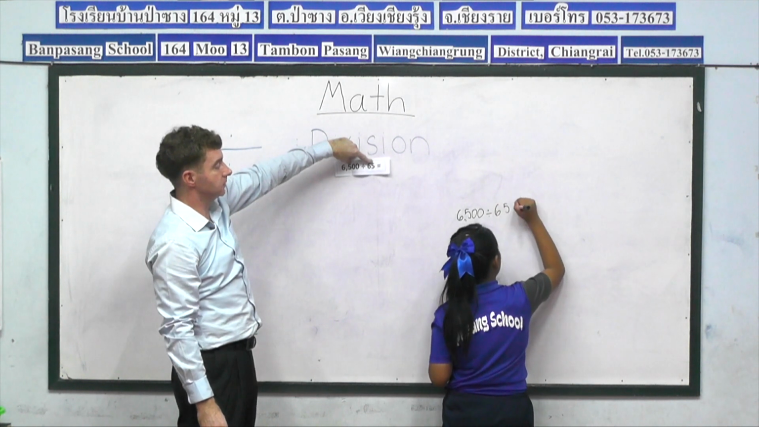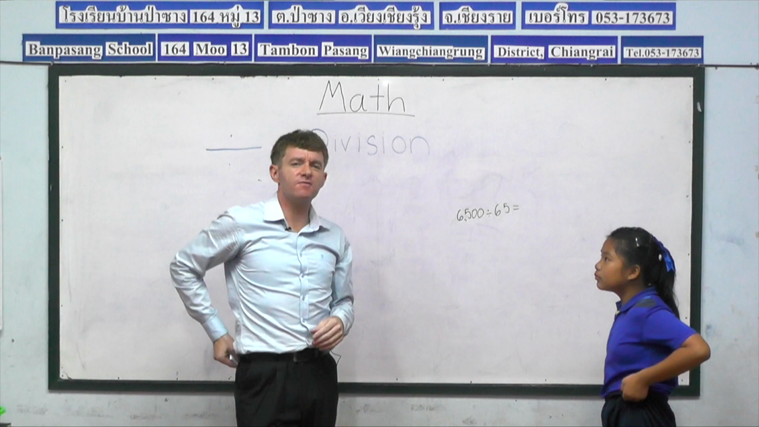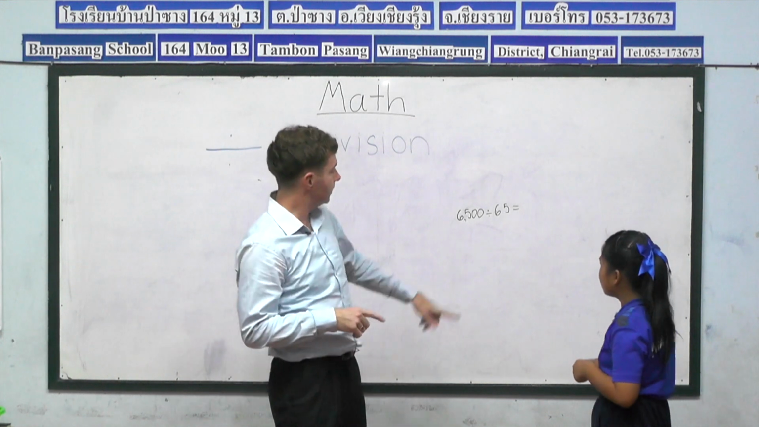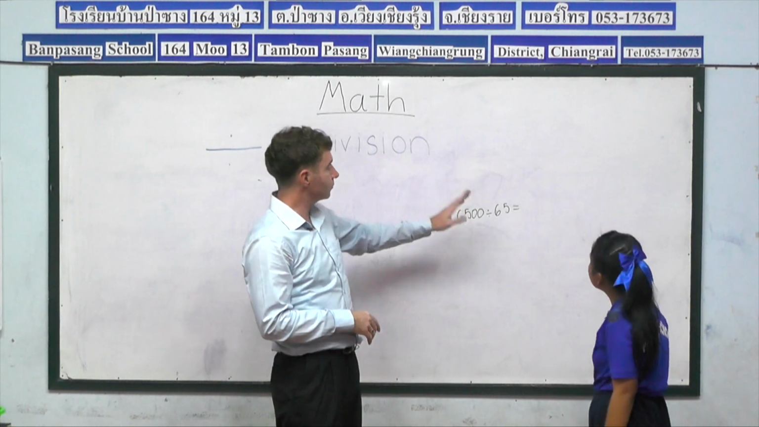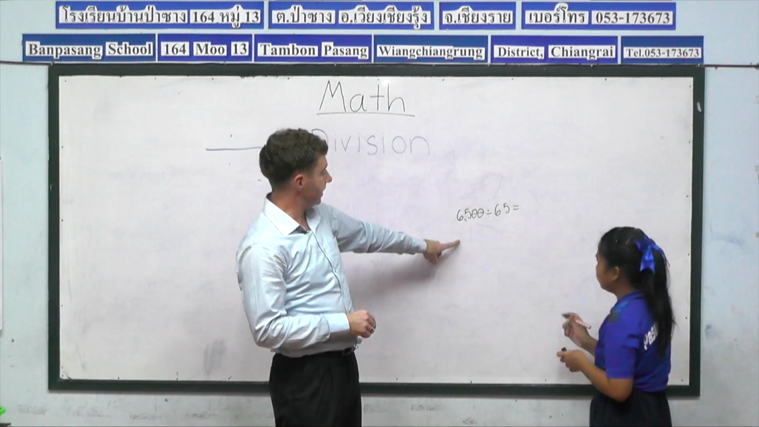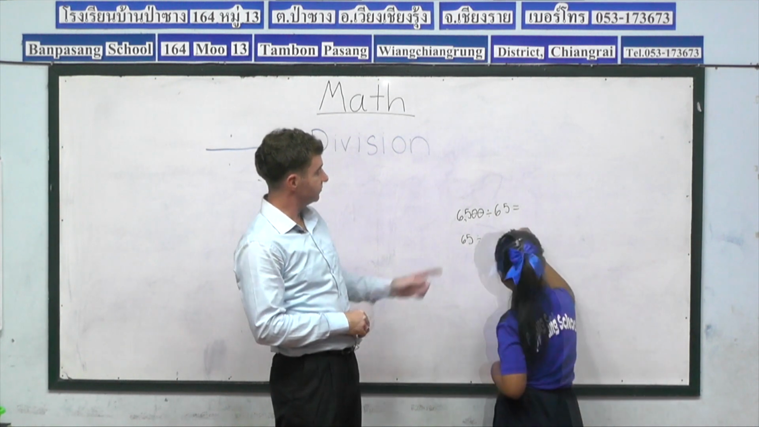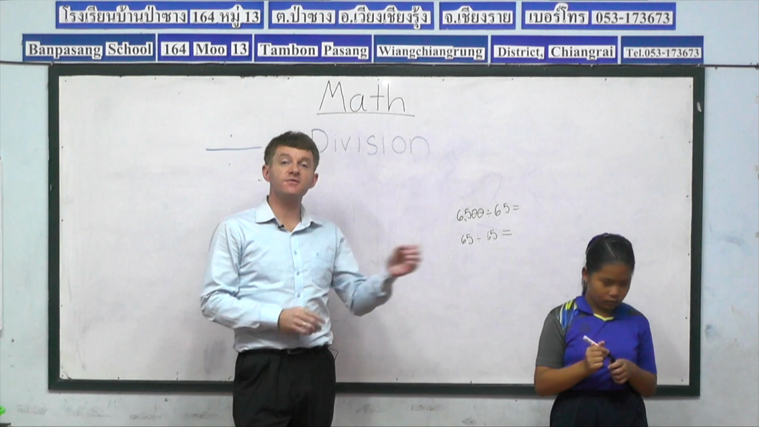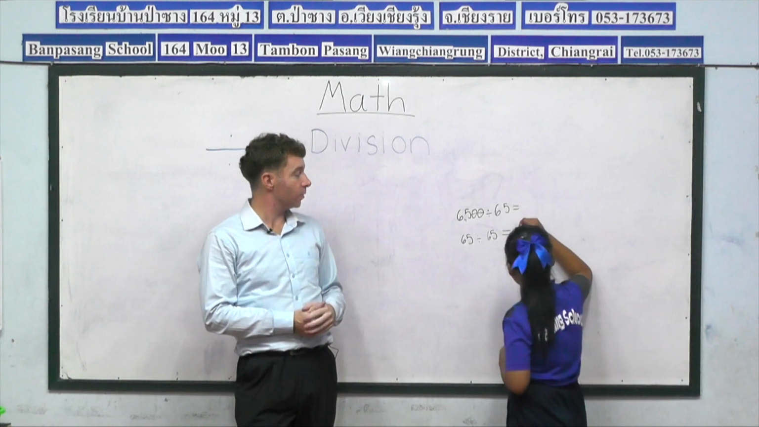Excellent, Lakao. Okay, so now we need to work out 6,500 divided by 65. What we need to do is, like I said earlier, look at the zeros. How many zeros? 2 zeros. Okay, so let's remove the zeros for a minute. Lakao, can you put a line through the zeros? Now write 65 divided by 65 equals. Okay, so 65 divided by 65 equals 1. Write the answer, number 1.